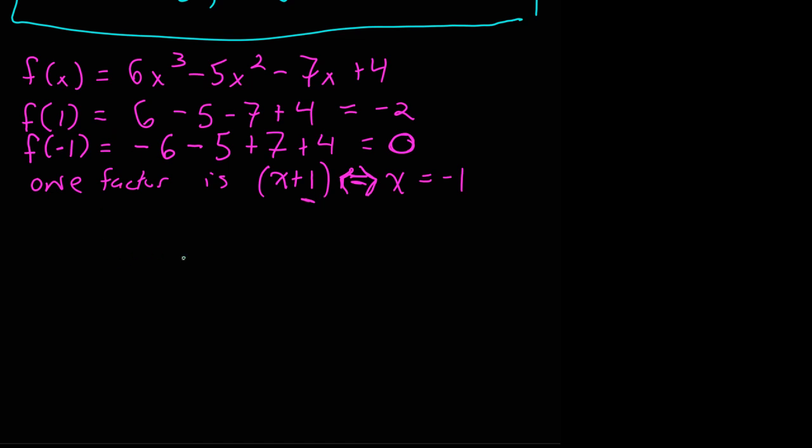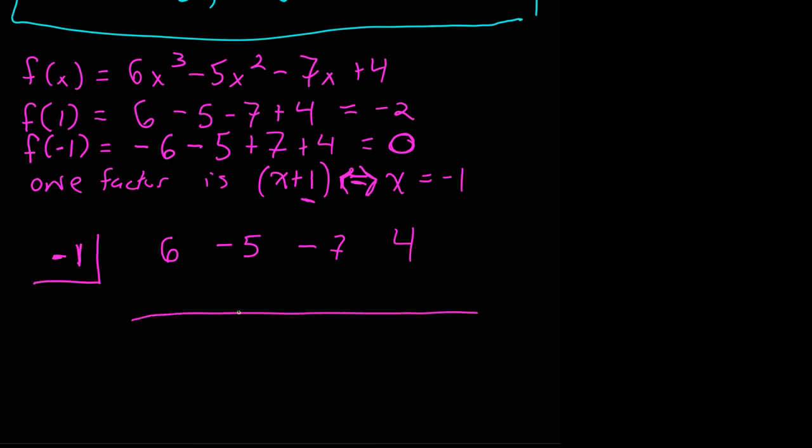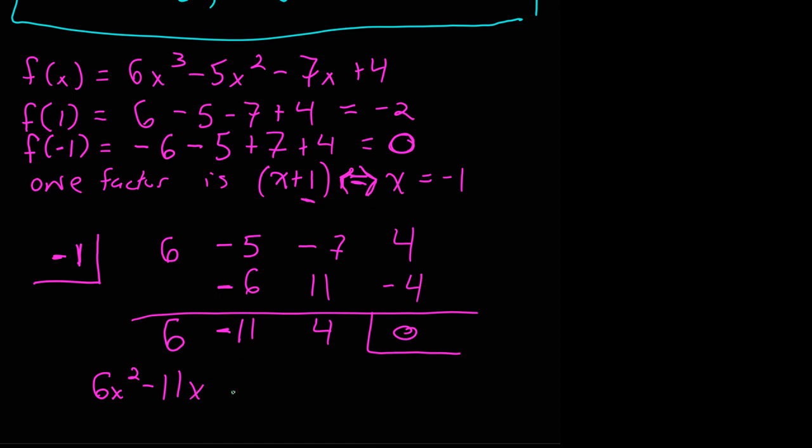And I'm going to do it as a long division, or as a synthetic division. So 6, negative 5, negative 7, and 4. I write my coefficients, and I use the root. So I bring down 6, and I multiply it by negative 1. I add those, and I multiply it by negative 1. And I multiply by negative 1. Hey, my remainder is 0. But I now have 6x squared minus 11x plus 4.